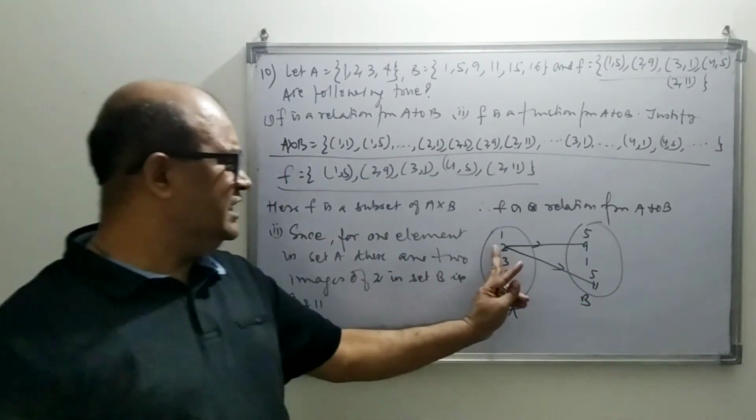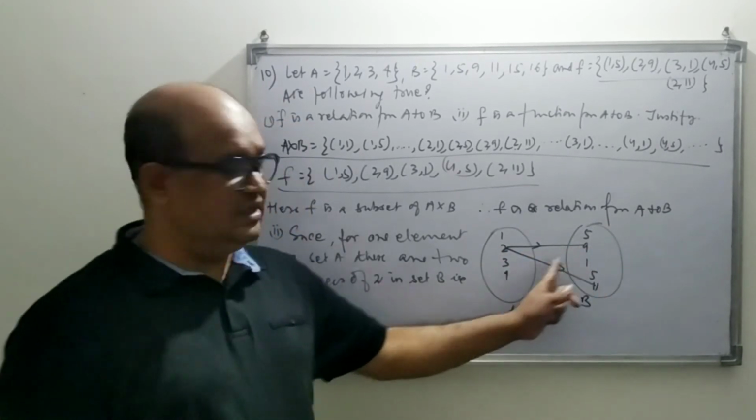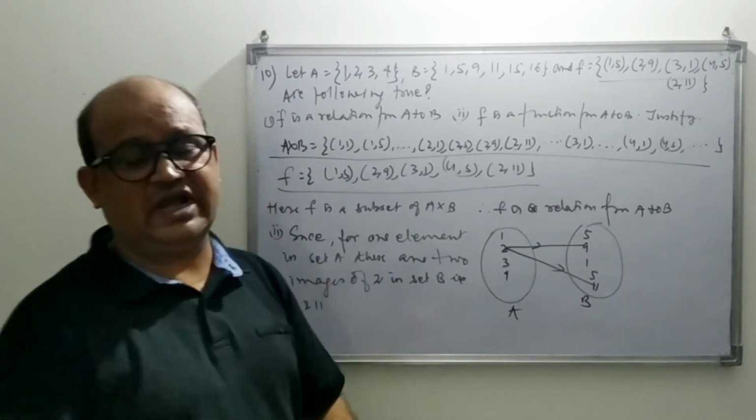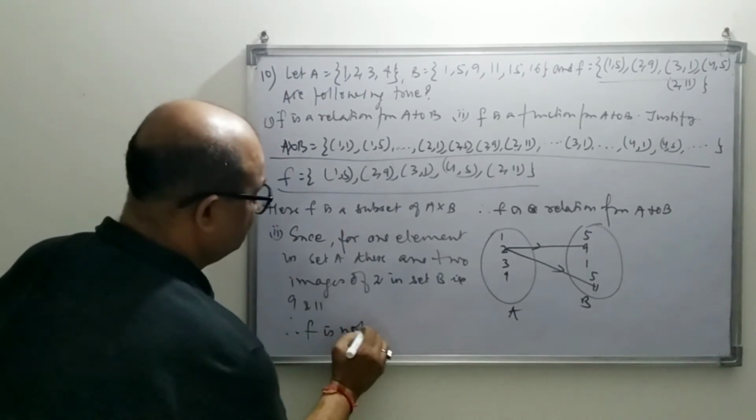For being a function, each element of A must have one and only one image in B. Since it has two images, it cannot be a function. Therefore, F is not a function.